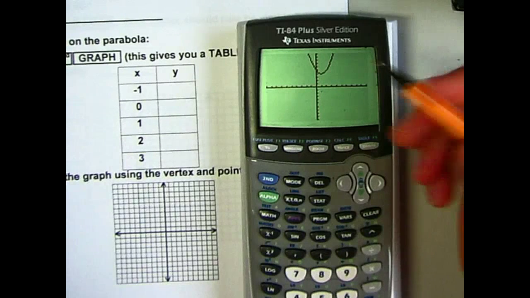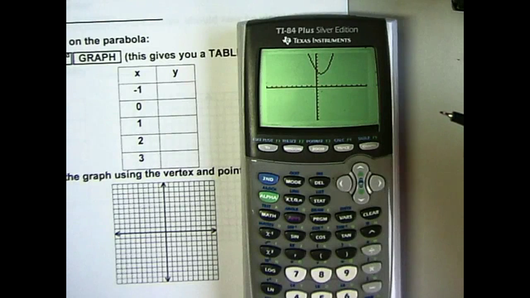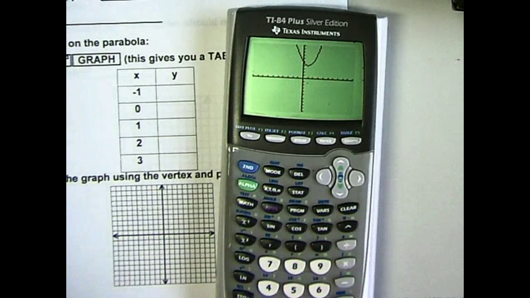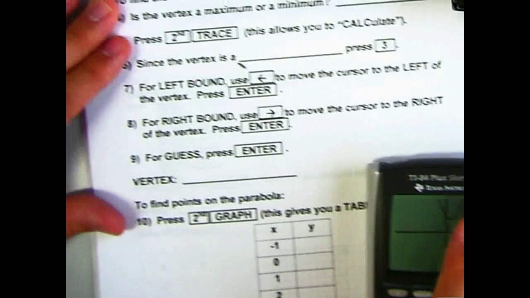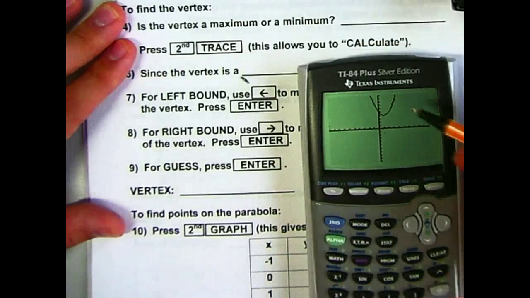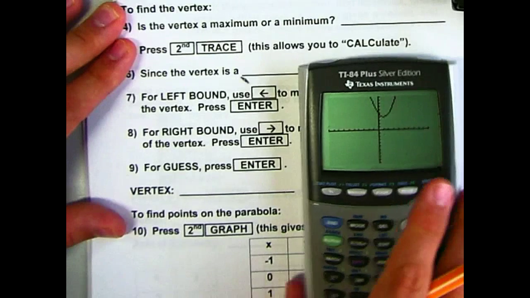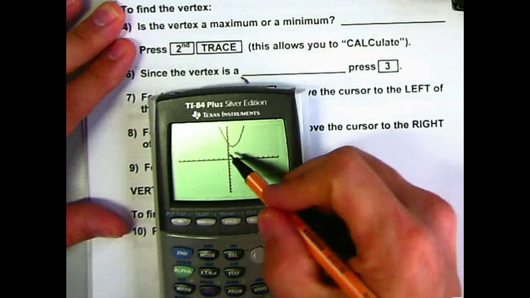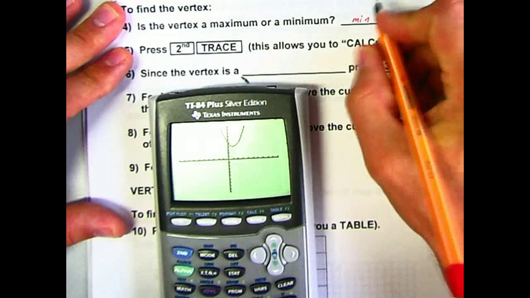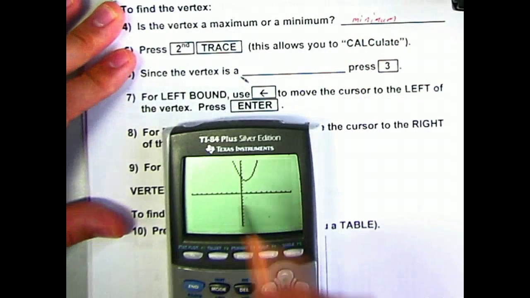So our most important point here is our vertex down here. That's the one that we'd like to find. To run through that, your instructions are up here. So is the vertex a max or a min? Well, I've got my lowest point here of the graph, so my vertex is called a minimum. So here, this is a min value. Okay, so we want to find that point.